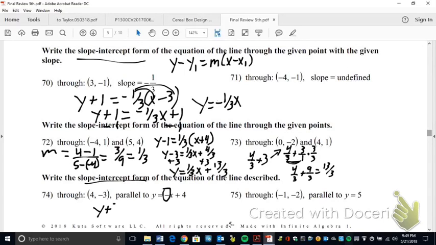So we're going to go y plus 3 equals negative 1 times x minus 4. We're going to distribute that negative 1, and we get y plus 3 equals negative x plus 4. We're going to subtract 3 from both sides. And we get y equals negative x plus 1.